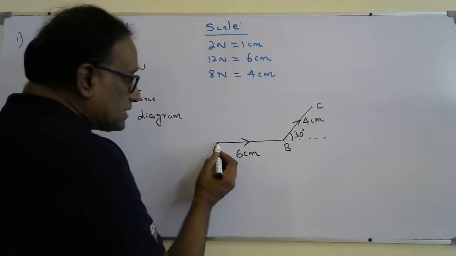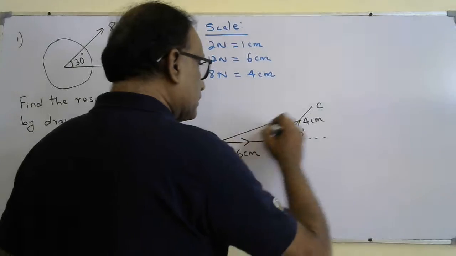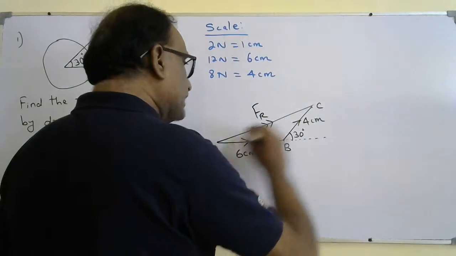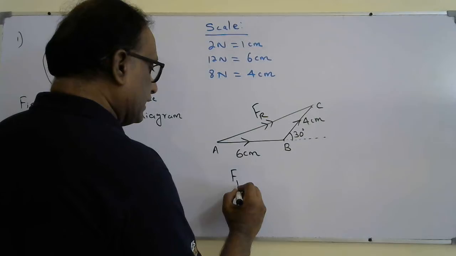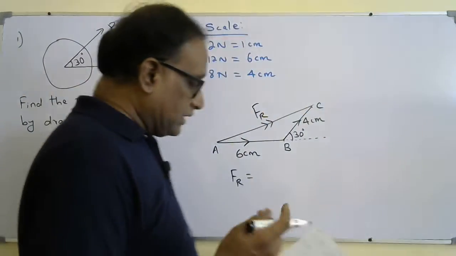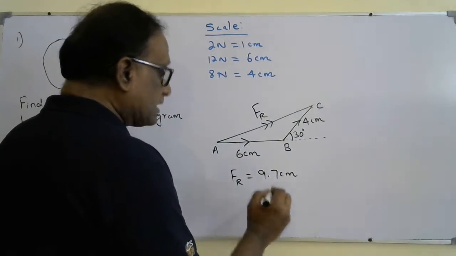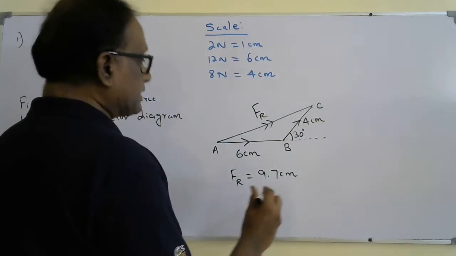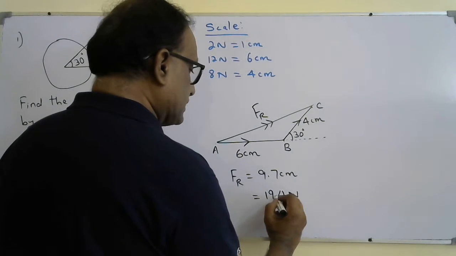Now connect the most initial point and the last point. So connect A and C. That will be the resultant force FR. So measure the length of AC. After drawing properly with a sharp pencil, when you measure, you will get 9.7 centimeter. Since 1 centimeter is 2 Newton, you have to multiply this by 2 according to the scale. So it will be 19.4 Newton. That's the resultant force.